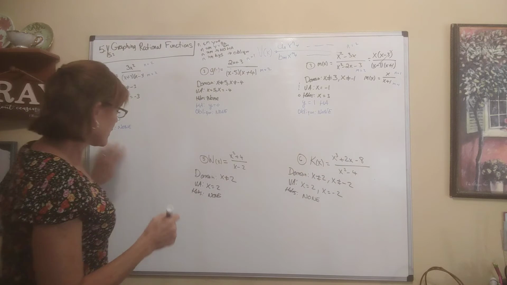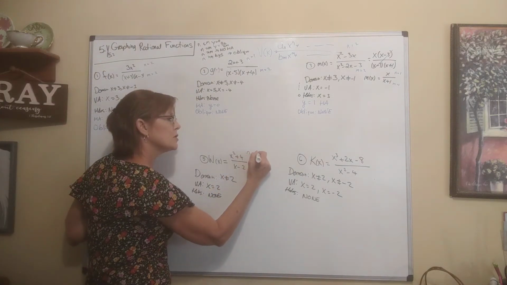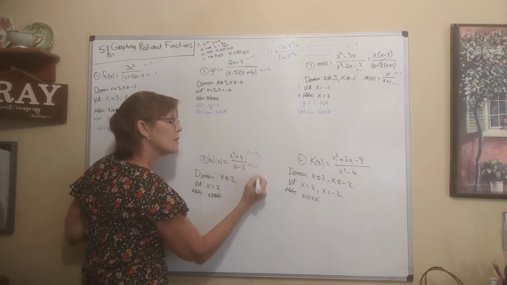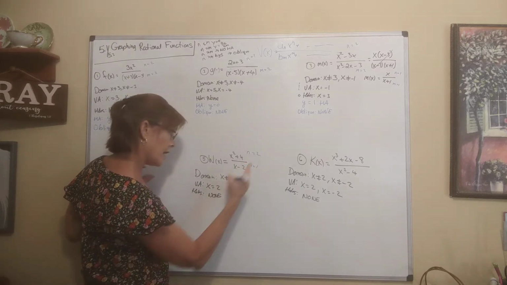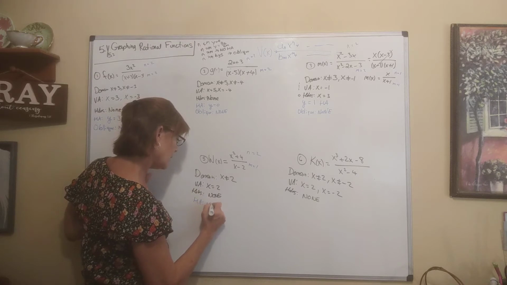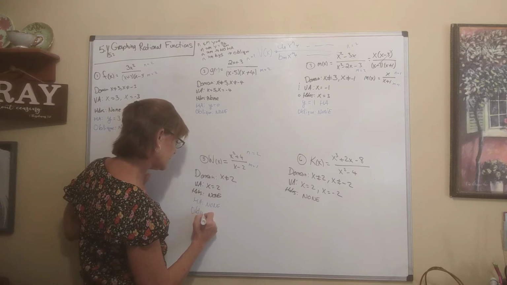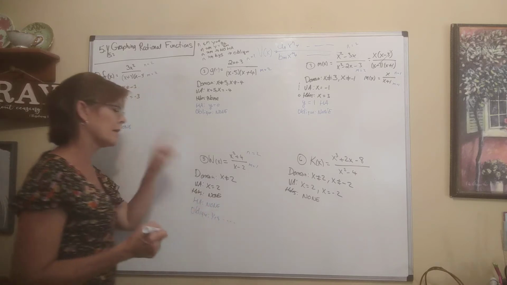All right, I erased 4 for more room. The degree of the numerator is 2. The degree of the denominator is 1. So there is no horizontal, none. Is there an oblique? Yes. Okay, to be continued. We're going to come back and do this one.